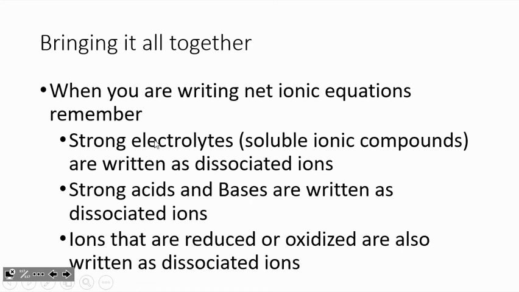So in a net ionic equation, any strong electrolytes, soluble ionic compounds are written as dissociated ions. Strong acids and bases are written as dissociated ions, but weak acids and bases are not. So be very, very careful. Ions then that are reduced or oxidized are also written as dissociated ions. And so this is the one that I wanted to come back and kind of shore up and make sure that you recognize that. So those ions that are reduced or oxidized are written as dissociated ions.